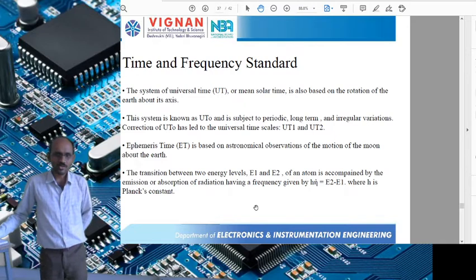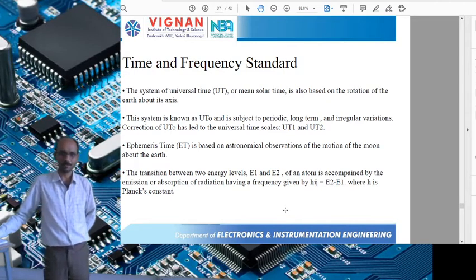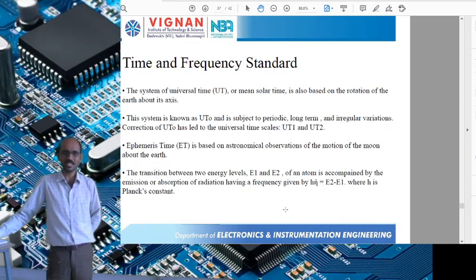Okay. So here the transition between two energy levels E1 and E2 of an atom is accompanied by the emission or absorption of radiation having a frequency given by h mu is equal to E2 minus E1, where h is called the Planck's constant. If we get the frequency, then we can easily find the time, as time and frequency are inversely proportional to each other. From this we define the time, that is 1 second.